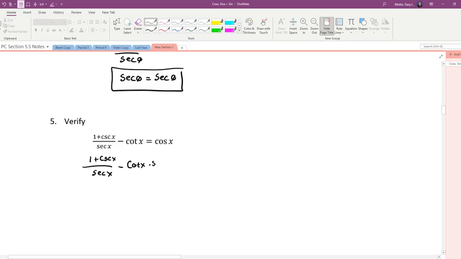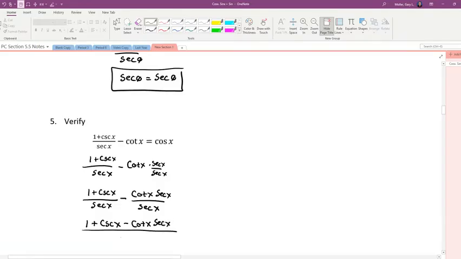So I'm going to multiply this guy by secant x over secant x. So I get 1 plus cosecant of x over secant of x minus cotangent of x secant of x over secant x. So I get 1 plus cosecant x minus, ooh, this is kind of ugly, cotangent x secant x over secant x. All right.